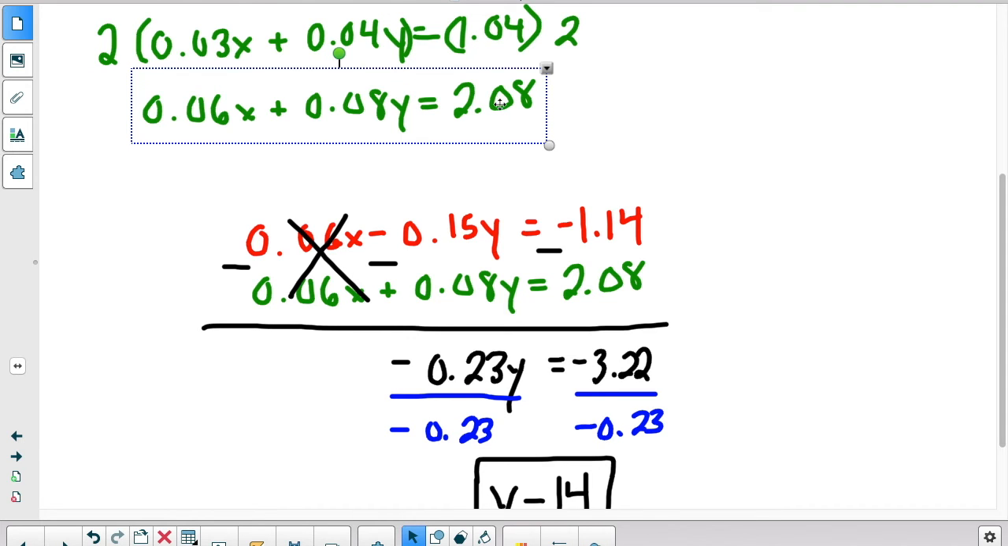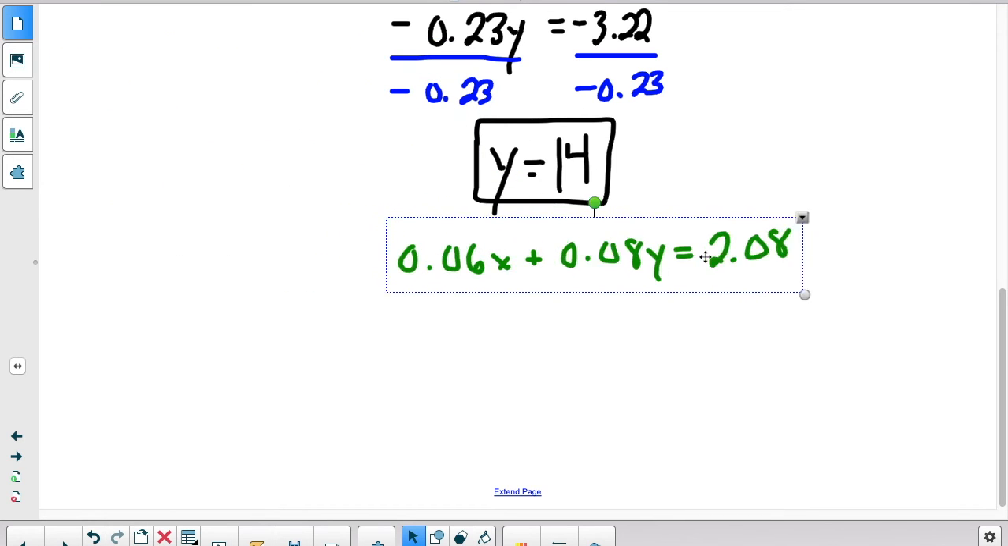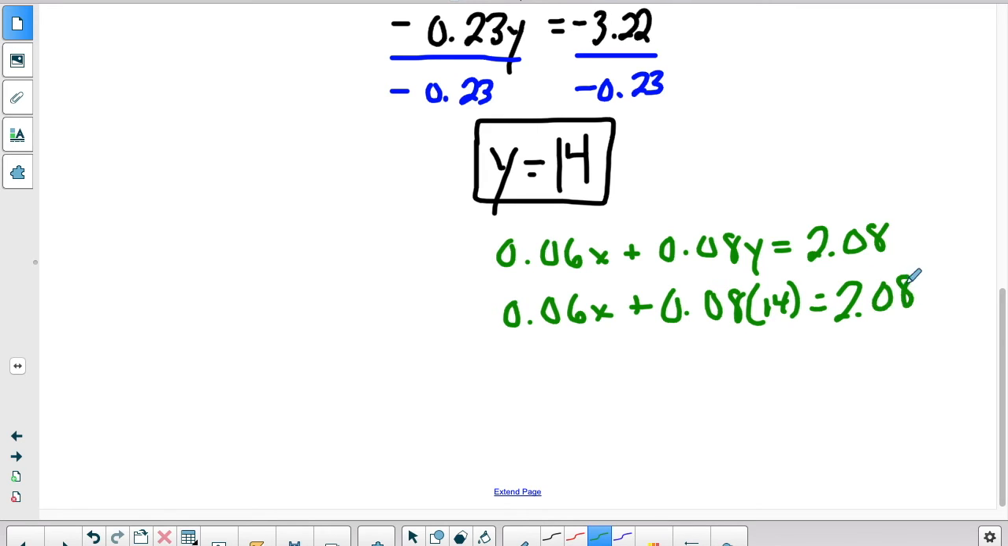Now I'm going to grab this equation here just because I have it as a whole. And what we'll do here is we'll take this equation and plug in for y. So we'll get 0.06x plus 0.08 times 14 is equal to 2.08. 0.06x plus, well, I can multiply 0.08 times 14, and we get 1.12 is equal to 2.08.